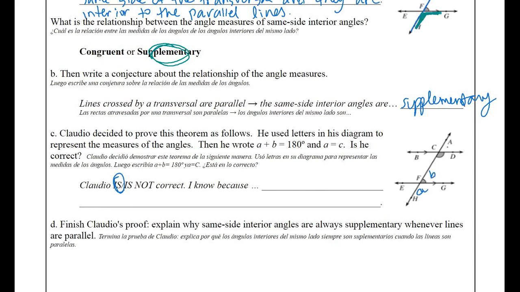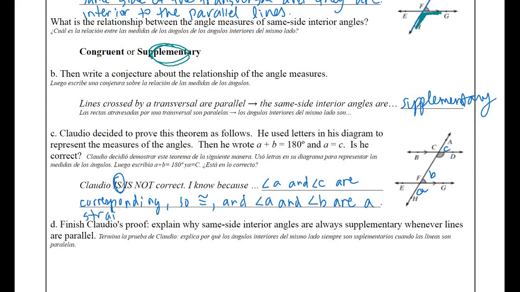A, B, C. I know because angle A and angle C are corresponding, so congruent, and angle A and angle B are a straight line pair, so they add to 180 degrees, period.